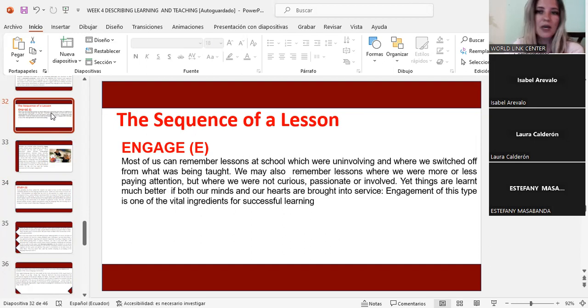Engage or warm up. If you start your lesson plan with warm up, it's okay. Engage or motivation. You can write motivation, engage, but you have to present your lesson plan with this sequence of a lesson. Engage is a point in teaching where teachers try to arouse the student's interest, and you attract the attention of the student in this part.